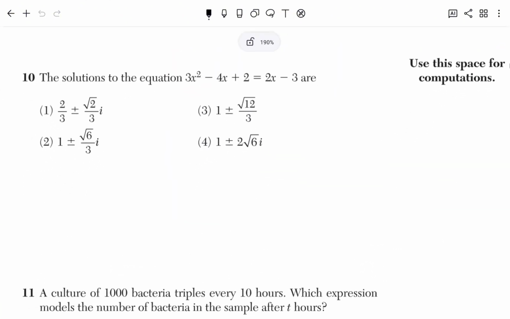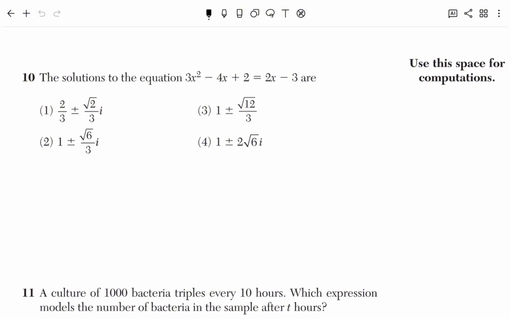Question number 10. Because this video is going to be really long, I'm going to try to just put questions 1 through 12 in this video, and then in the next video we'll do 13 to 24, because I don't want to make the videos too long that it's kind of hard to concentrate. So that's what I'm going to do for these videos.